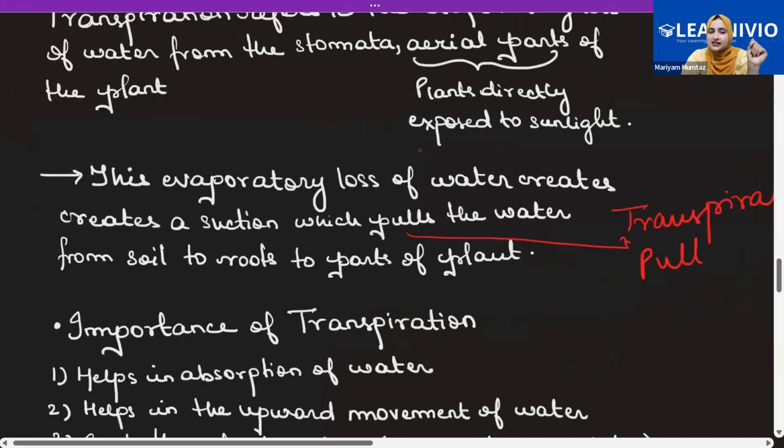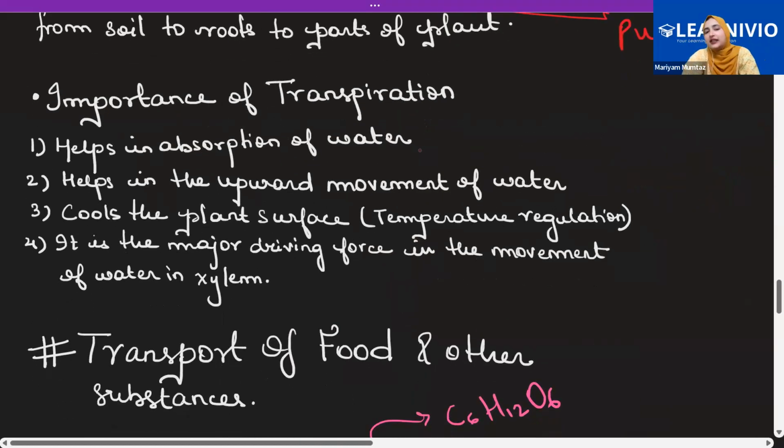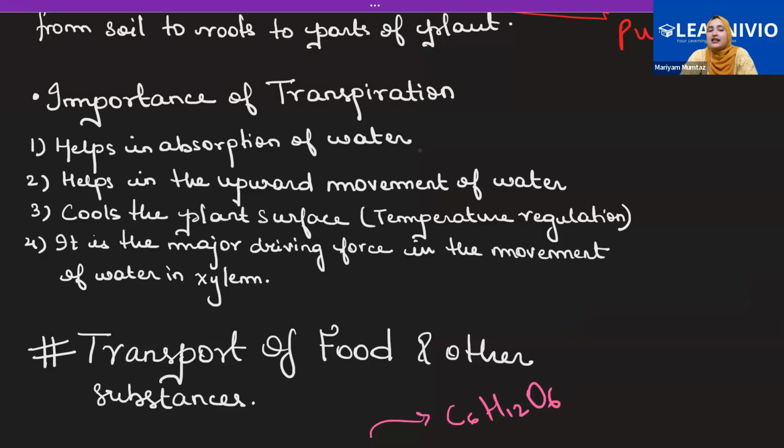Clear? Let us see the importance of transpiration. Firstly, it helps in the absorption of water. Since it creates a pull, it will help in the upward movement of water. Then it cools the surface of the plant. Right now it cools for the plant, not for us.